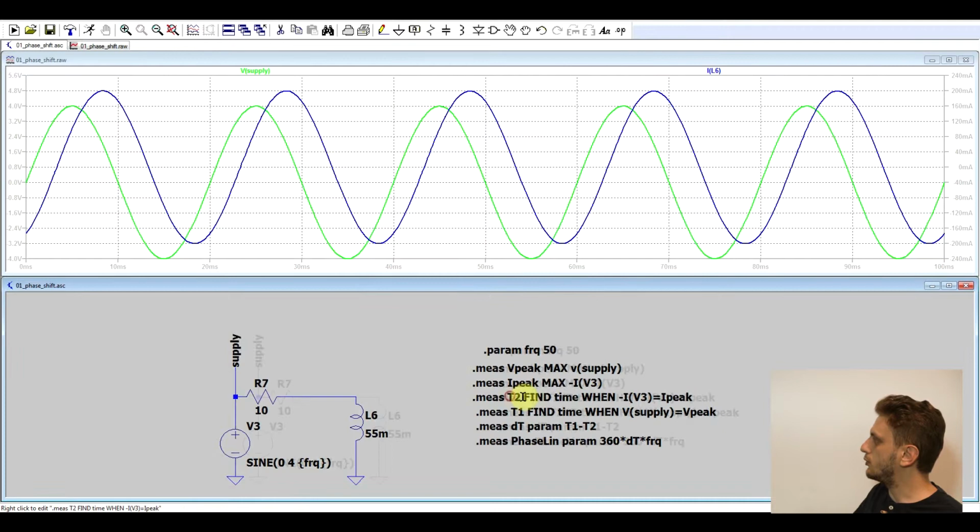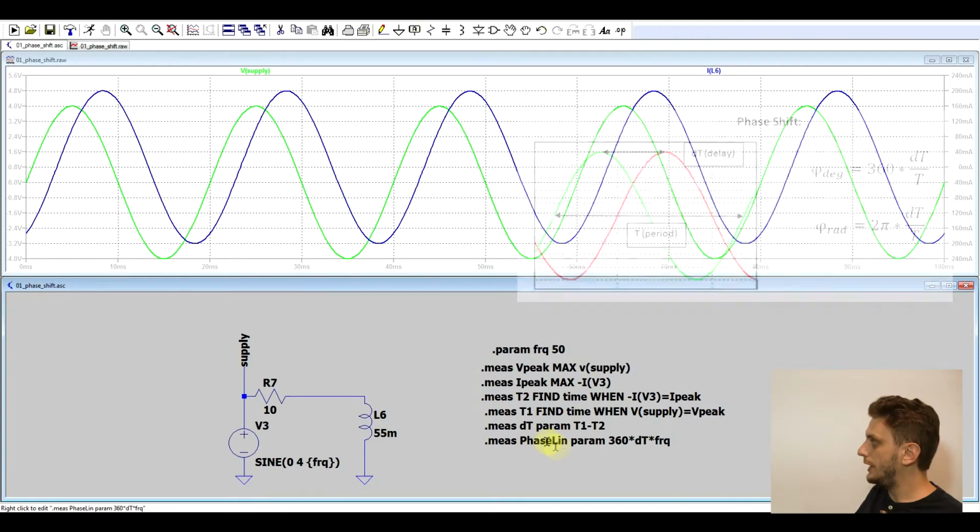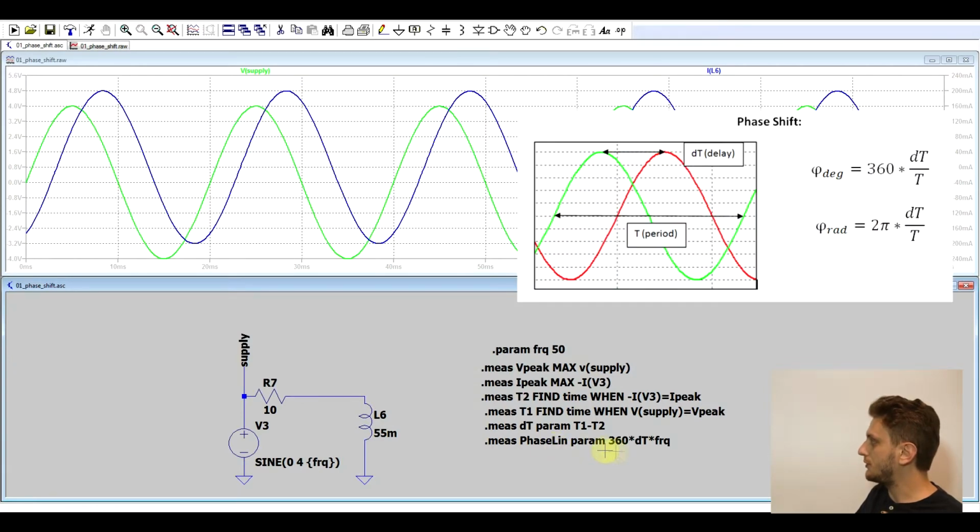Then I want to measure the time when the current reaches its peak value, and then the time when the voltage reaches its peak value, and these are both in reference to the 0 time from when the measurement is started. Finally, I will measure the time difference between the two, the delta time, and from there we can work out the phase shift by taking the time difference, multiplying it by the frequency, or dividing it by the period, and then multiplying this by 360, for degrees.